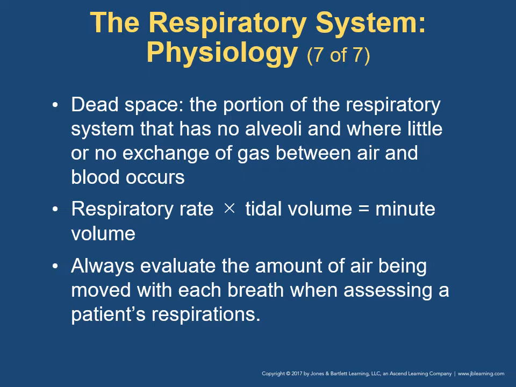A minute volume is the amount of air that moves in and out of the lungs in 1 minute. So it's respiratory rate times the tidal volume. How many times they're breathing multiplied by how much air they're taking in tells you how much air they're getting in 1 minute. Respiratory rate times tidal volume equals minute volume. If a person is breathing 10 times a minute and their tidal volume is normal, which for an adult is around 500, then 10 times 500 would be 5,000 milliliters of air a minute as their minute volume.